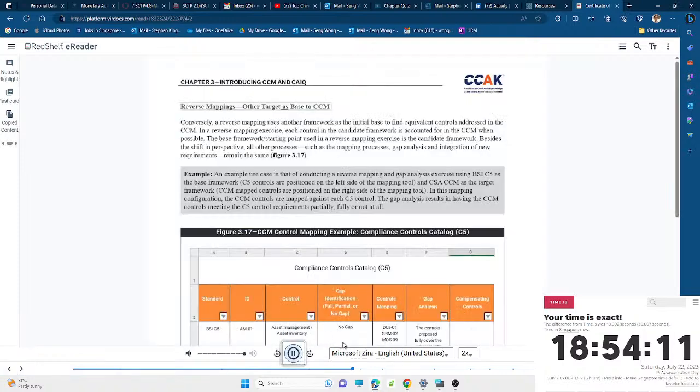Reverse mapping's other target as base to CCM. Conversely, a reverse mapping uses another framework as the initial base to find equivalent controls addressed in the CCM. In a reverse mapping exercise, each control in the candidate framework is accounted for in the CCM when possible. The base framework/starting point used in a reverse mapping exercise is the candidate framework.